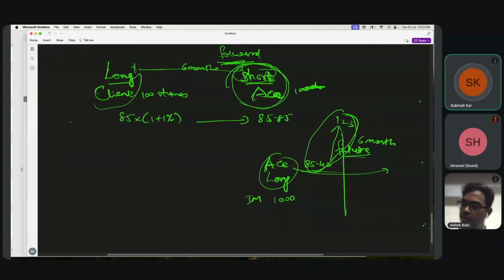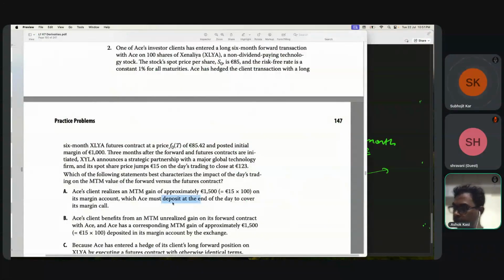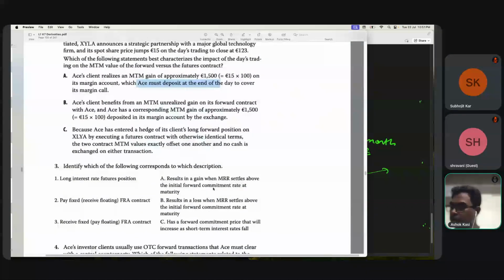There is no deposit amount, no initial margin. Like, I'll just say a required price that I'll buy it for, say 600 rupees. It is just an agreement, not like futures, right? It is just an agreement. So there can be no MTM. So there is no MTM here, so ACE need not deposit anything. So that is not the one.